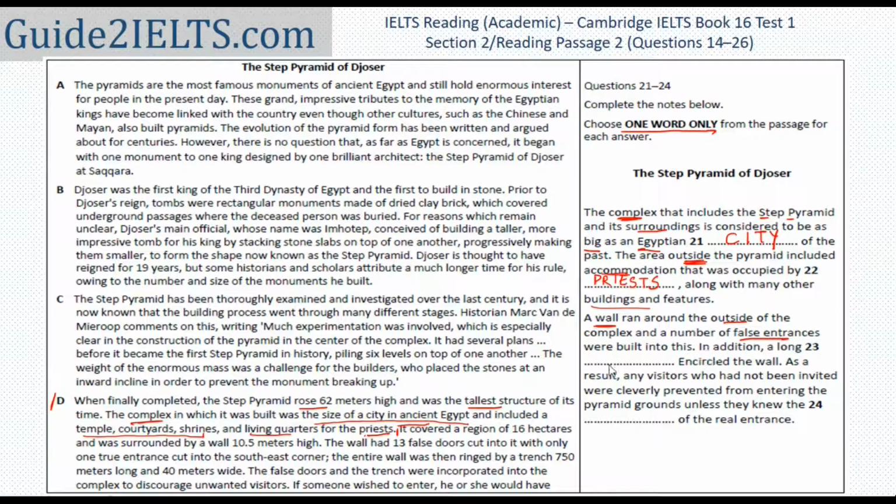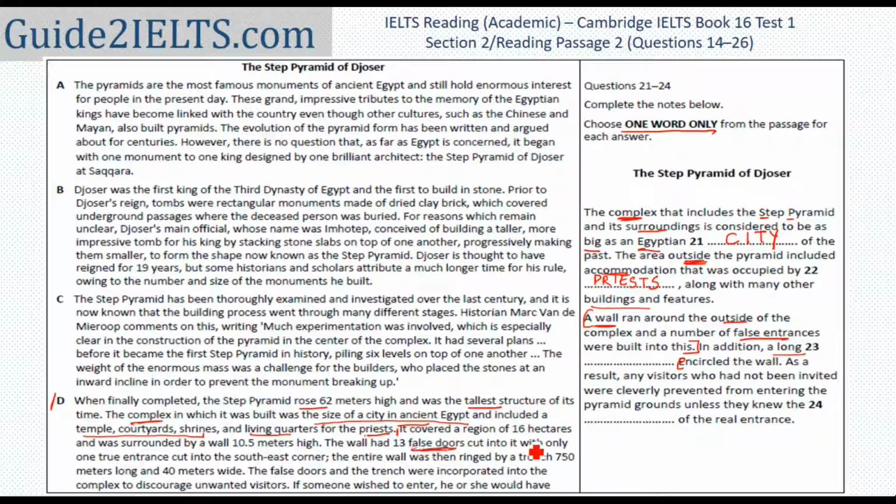False entrances. I already remember reading about false doors here. So that would be false entrances. But there is no question in this one. So I'll just glance at this sentence, but I'll move on to the next. In addition, along something encircled the wall. There is a typo here. This encircled should be small e. So along something encircled the wall. So something that is all around a wall. So we have false doors here. The wall had false doors cut into it.